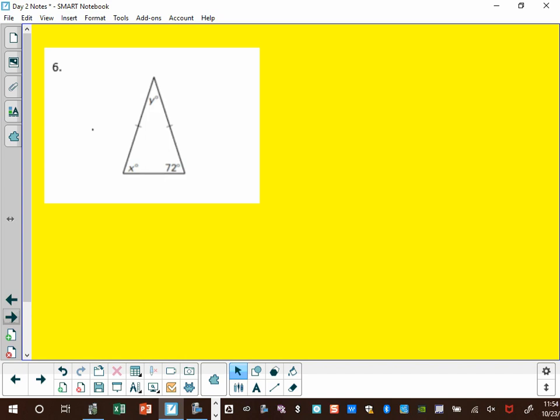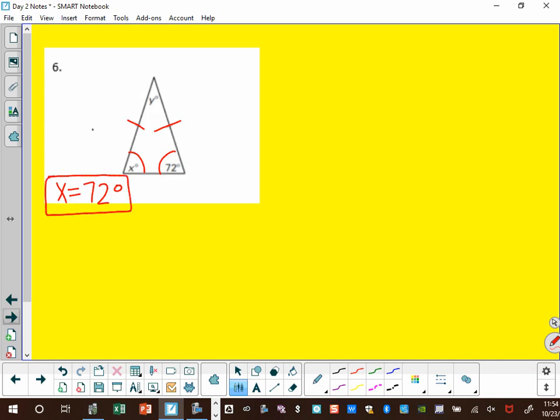All right, so I have this triangle here. I know it's isosceles because of the hash marks. So that means my base angles are going to be the same. What is x going to be? X is 72. Do you guys see that? I didn't even have to do any work there. All I had to know was that my base angles were going to be congruent. Mine is 108. How'd you get 108?